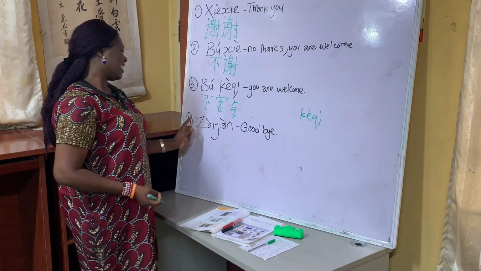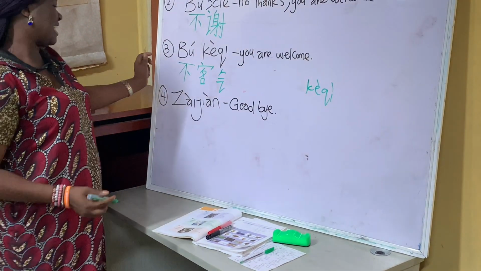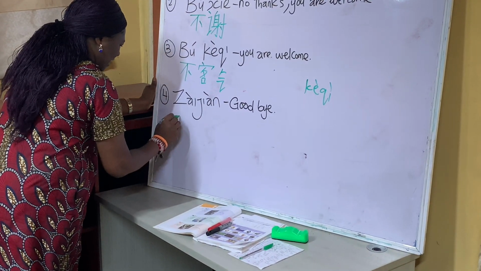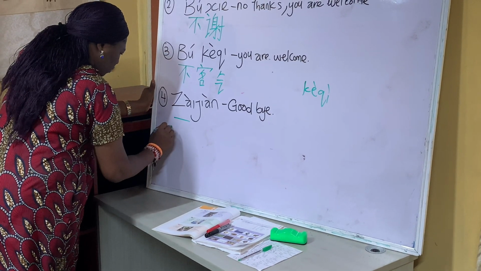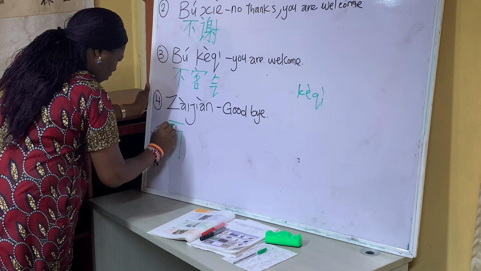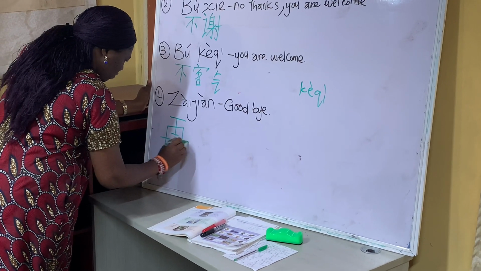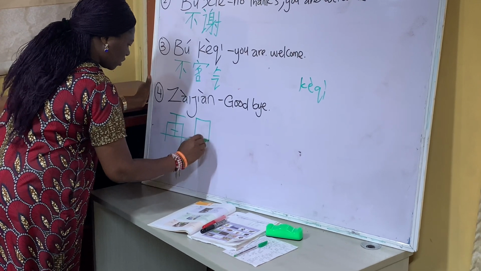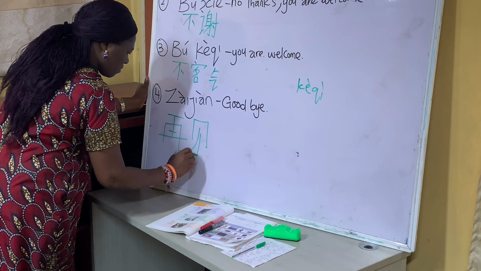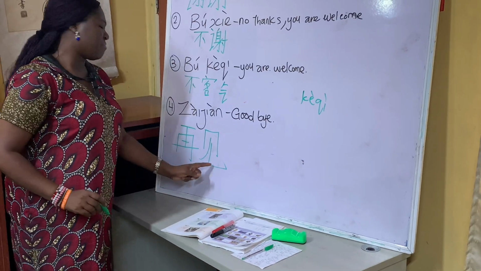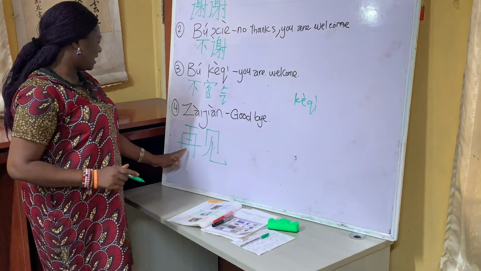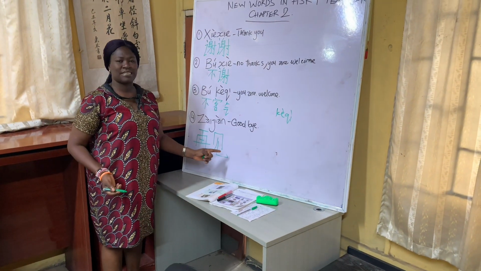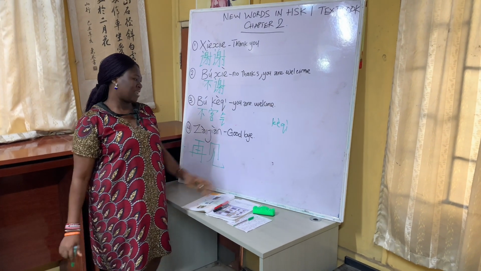Okay, the last one is what? Zaijian. Zaijian means what? Goodbye. Actually, okay, let's write the character first of Zaijian. First of all, hong shu hong zhe gou hong shu hong. This is zai. Then jian, shu, hong, zhe, gou. Okay, so Zaijian means goodbye. But only zai means again, while jian means to meet. So it means we meet you again, which means zaijian, goodbye.